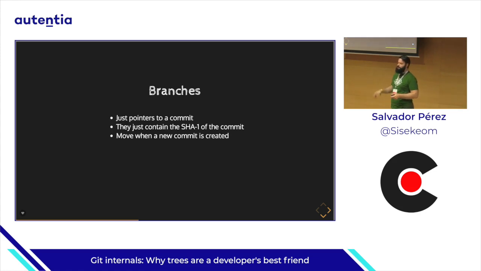Talking about branches, at its core, a branch is nothing more than one file containing the hash of one commit. That's all there is to branches, with one catch. If you are checked out into a branch, we'll see what that means in a very brief moment, and you create a new commit, the branch will move along, which is a behavior you have already seen, so I didn't discover America, but there it is.